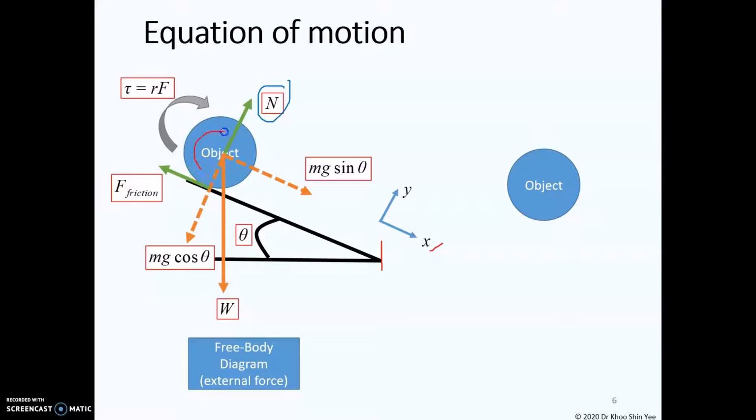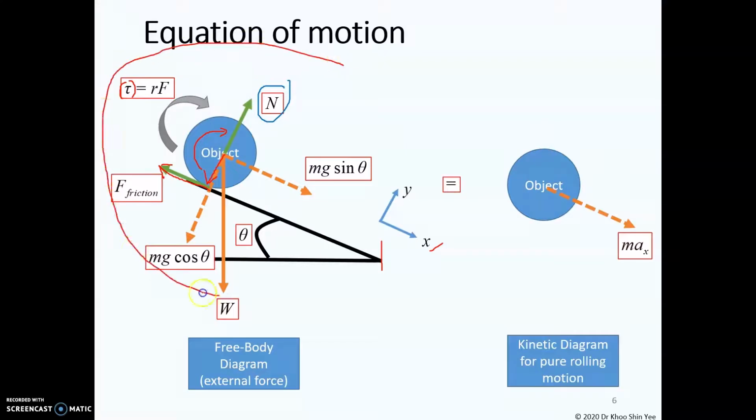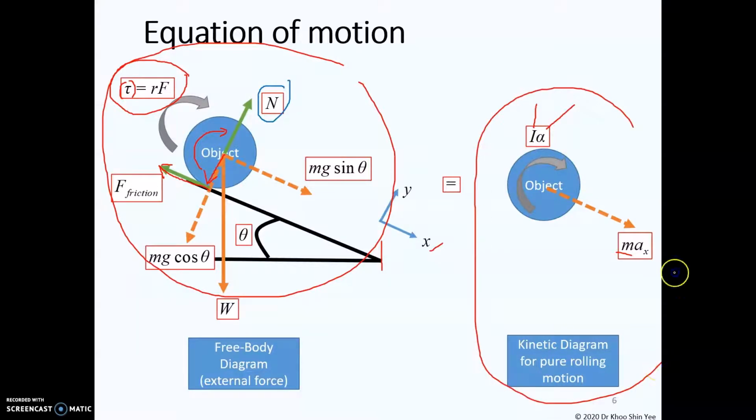Since the object is rotating, we can obtain the torque, which is equal to the radius multiplied by the friction force. Due to this external force, the object will move in the x direction with mass multiplied by the acceleration. Due to the torque, the object will rotate with the mass moment of inertia multiplied by the angular acceleration. So this is the kinetic diagram for the pure rolling motion.